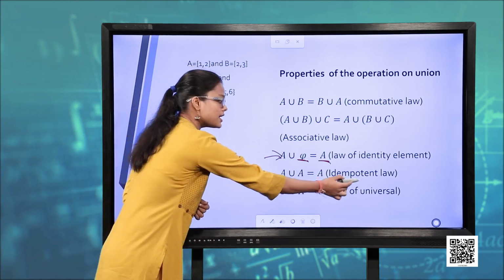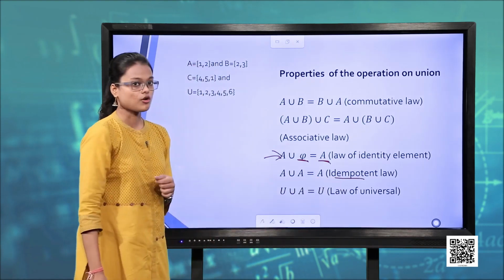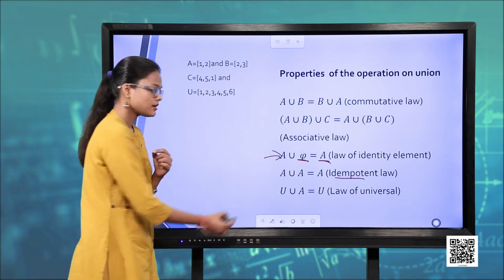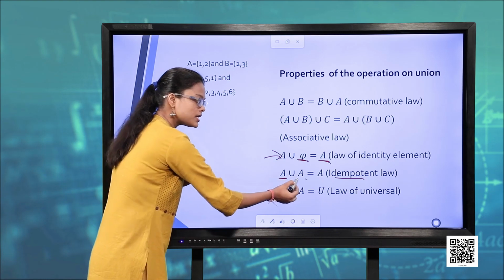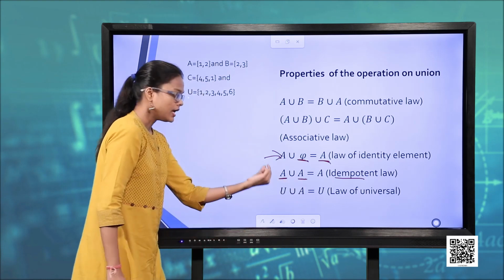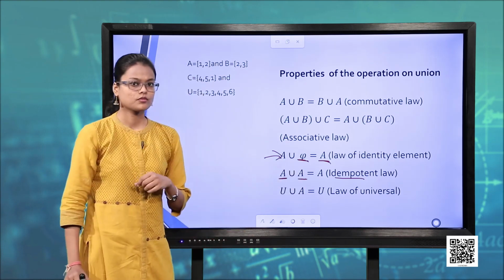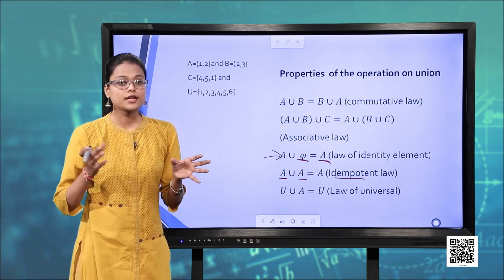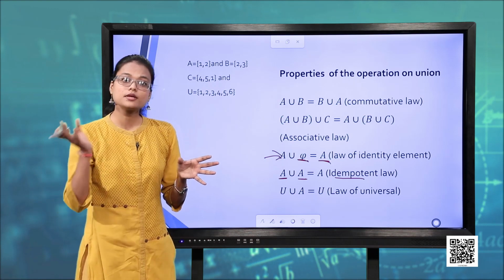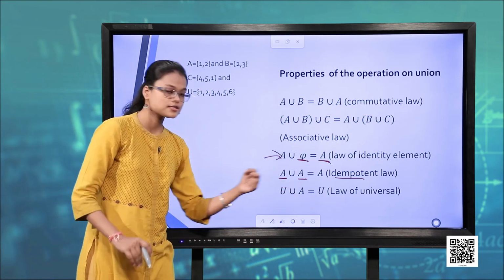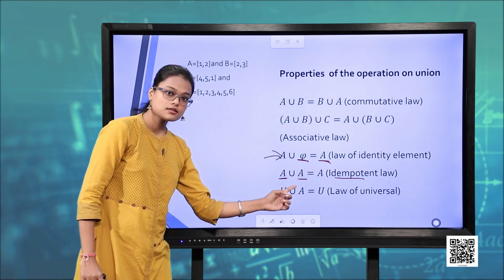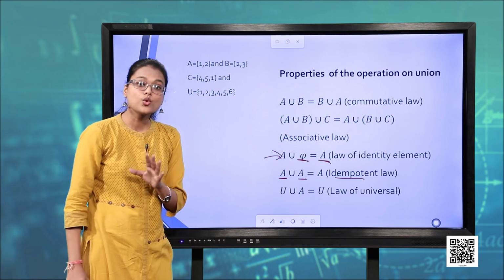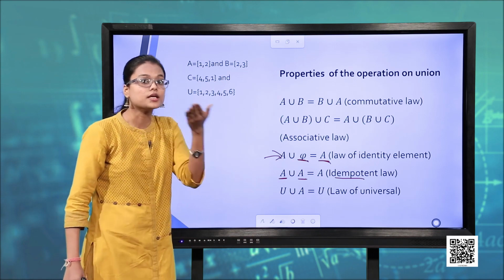Now the next law, which is the idempotent law. What does it say? When I operate a set with itself, A union A, we have to add all the elements which are there in the other set, but that is the same set. So what will be the answer? There is no new element that we are adding.